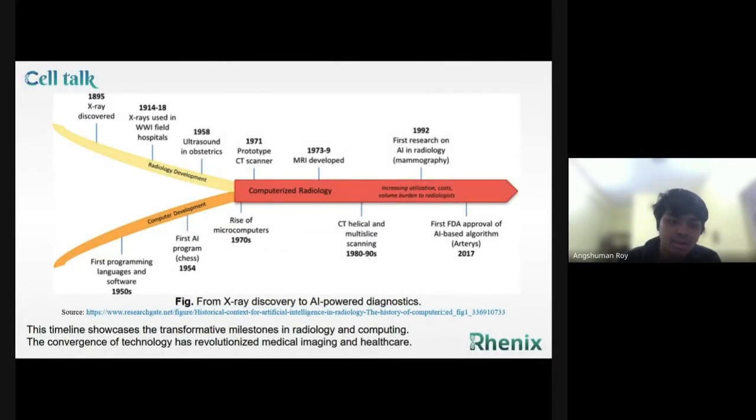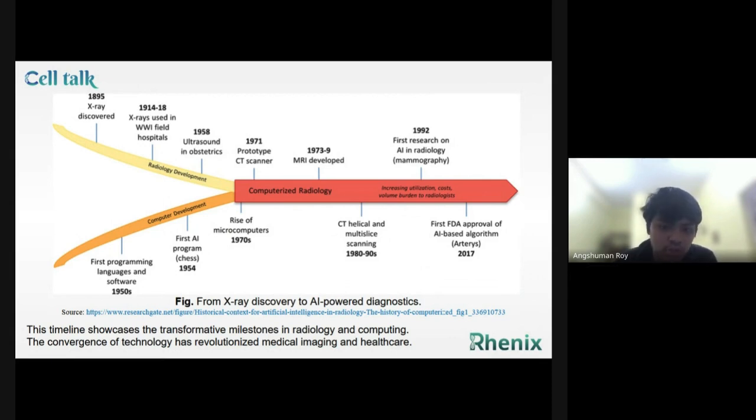These measures ensured that AI applications in medical imaging were deployed responsibly and ethically in the healthcare environment. This diagram shows the timeline showcasing the transformative milestones in radiology and computing. This convergence of technology has revolutionized medical imaging and healthcare. This is a particular case of X-rays, showing how X-rays developed, how AI technologies and computers developed, and how they converged into the modern thing.